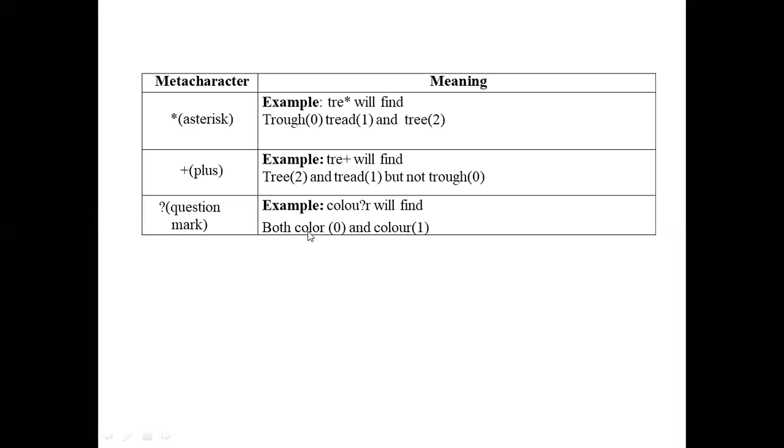Here, COLOR. After O there is no U, that means 0 U. Next, after O there is 1 U. So it matches both color and colour. It does not match COLOUUR, because the question mark means the preceding character occurs only 0 or 1 time. That means the occurrences of U in the given string is 0 or 1.